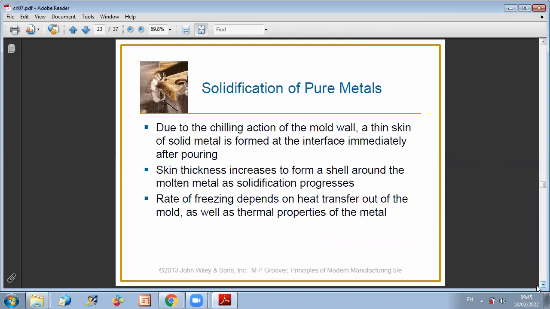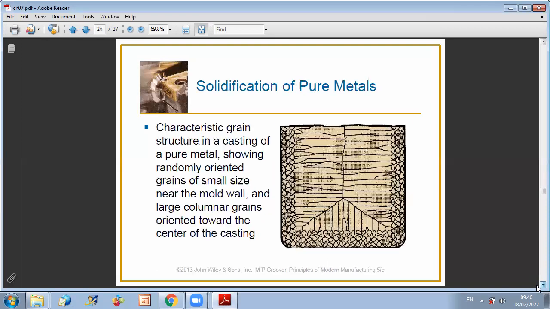Now, due to the chilling action of the mold wall, a thin skin of solid metal is formed at the interface immediately after pouring. Skin thickness increases to form a shell around the molten metal as solidification progresses. Rate of freezing will depend on heat transfer out of the mold as well as thermal properties of the metal. What are we talking about here? To understand more, let us look at the following figure.